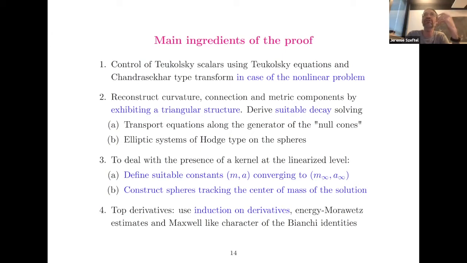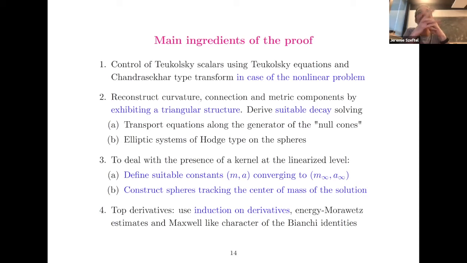Okay, then once you have these Teukolsky scalars, you want to reconstruct the rest of the solution. You have a large system, so there are many more components to recover. You want to recover the curvature components, the connection components, the gammas or the Christoffel symbols if you want, and the metric components. And you do this again by exhibiting this triangular structure. So you start from the Teukolsky scalar and you control every component one after another.